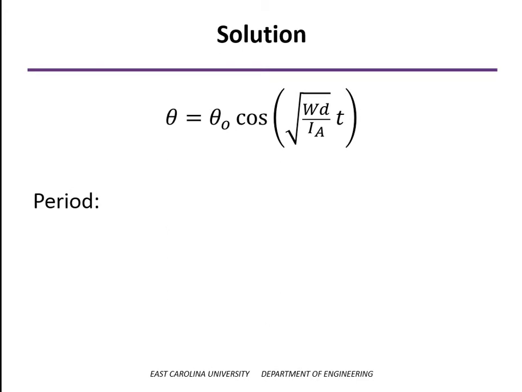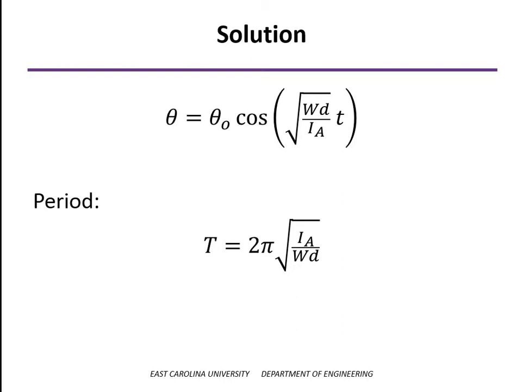If we go one step further and calculate the period for the pendulum to make one complete cycle, that turns out to be 2 pi times the square root of the mass moment of inertia divided by the weight times the distance.